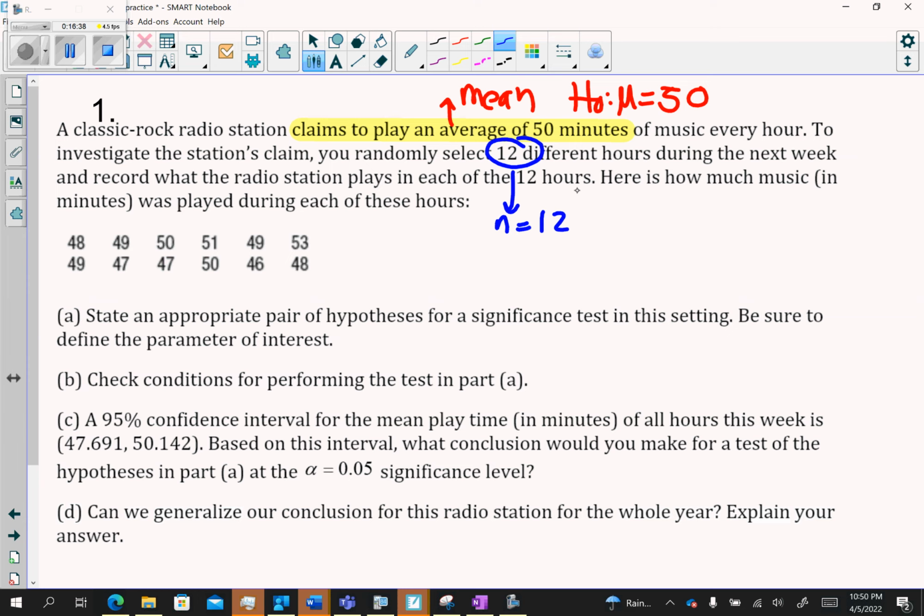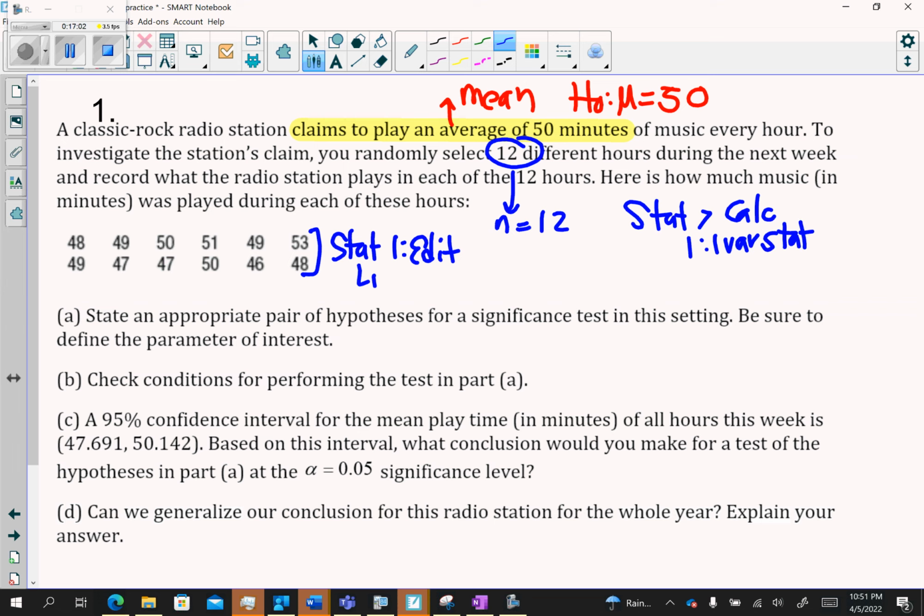Here is how much music was played. So here's your sample. Right now, I want you to stop the video and go to Stat, Edit. Go to L1 and enter the data in L1 for me. Then after you do that, go to Stat, back to Calc, and choose number 1, 1-Var Stats.